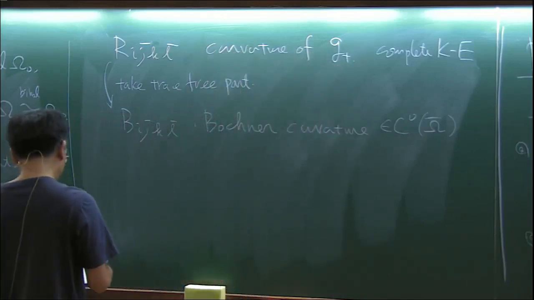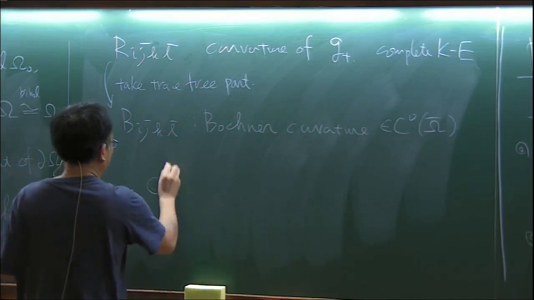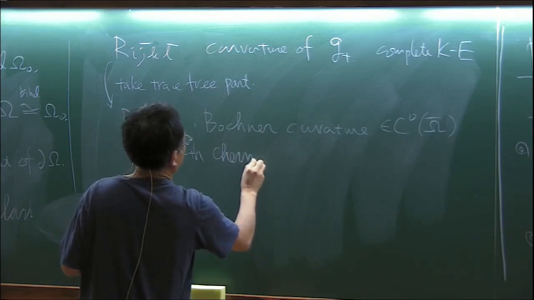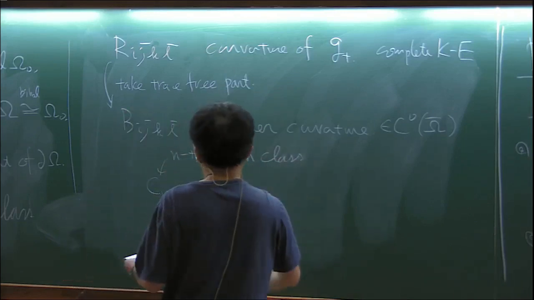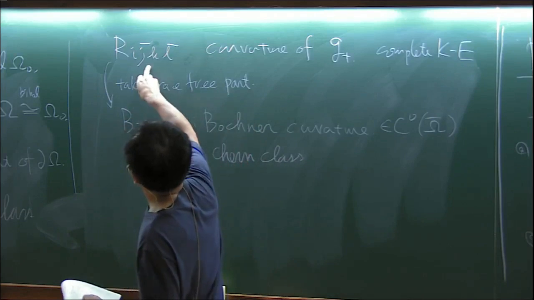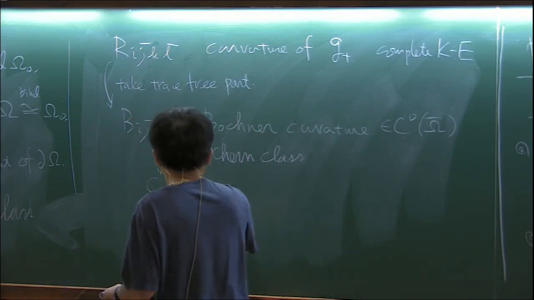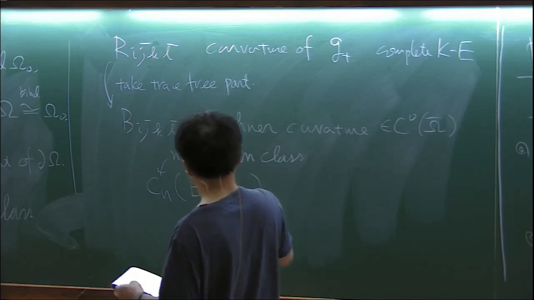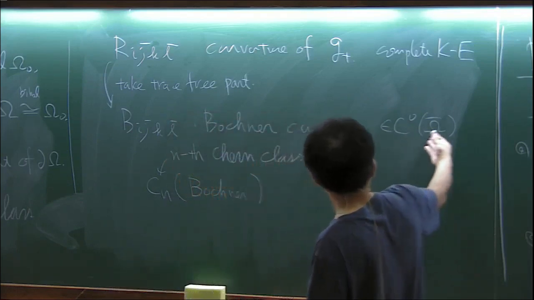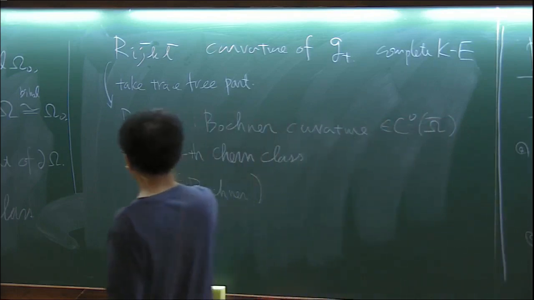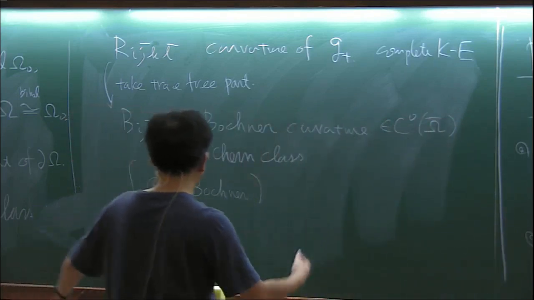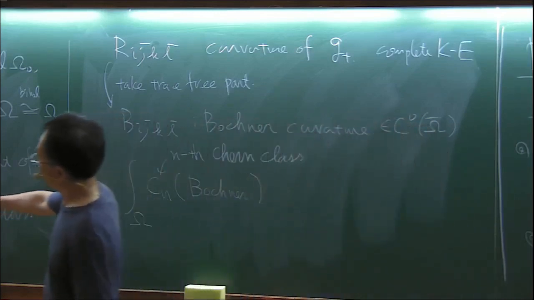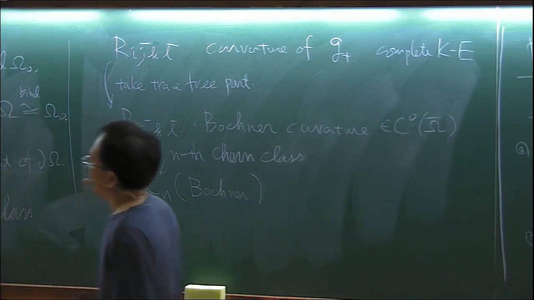Then consider the nth Chern class. Usually you put the curvature, but here we put the Bochner curvature. Then this is continuous to the boundary. You can naturally integrate. There's no expansion. The idea is due to Burns and Epstein. They did it for the general case.